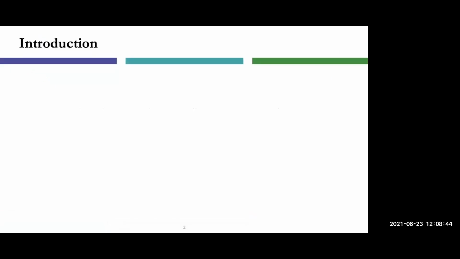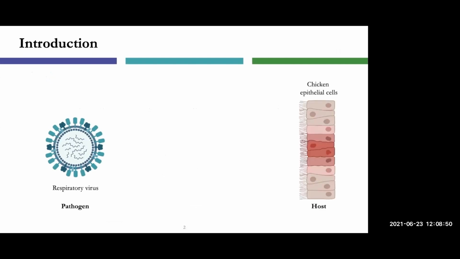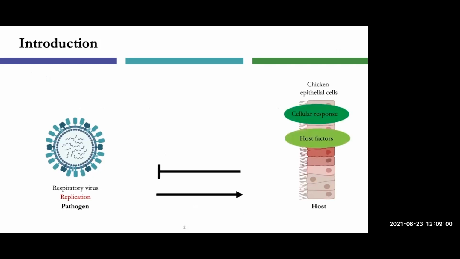In respiratory infections in chickens, such as infections with avian influenza virus or infectious bronchitis virus, tracheal epithelial cells become the main target of the virus. And so there's a constant battle between host and virus, where the virus aims to replicate and invade host cells, while the host cell needs to defend. And this can happen in multiple ways involving cellular responses and host factors.